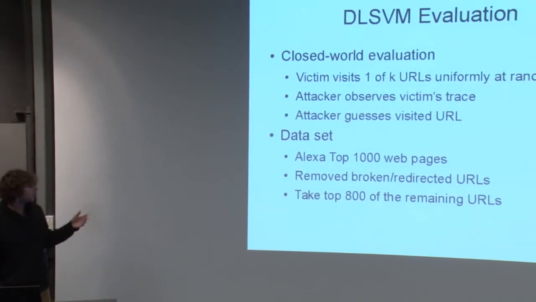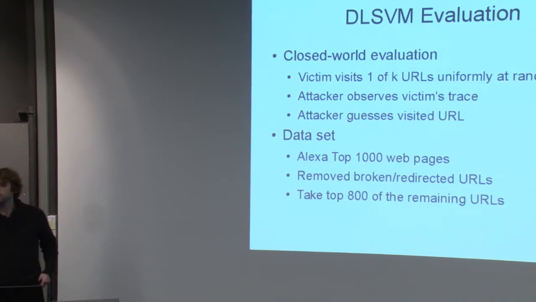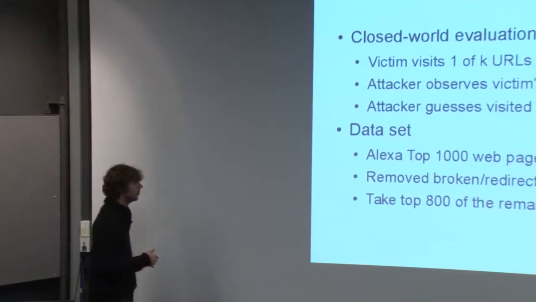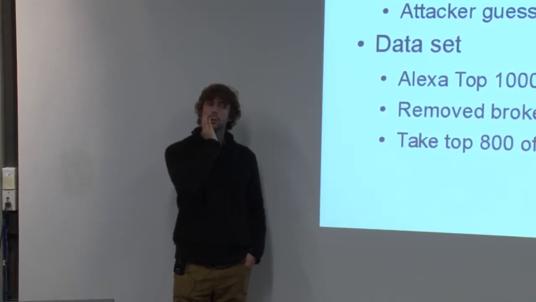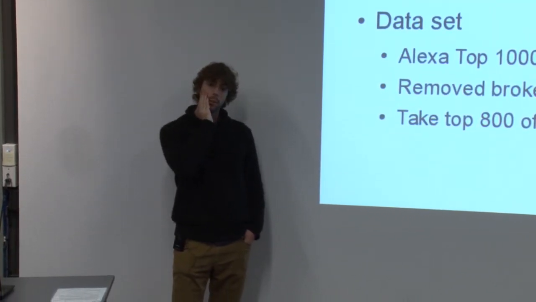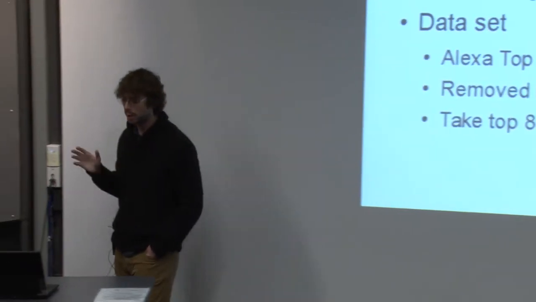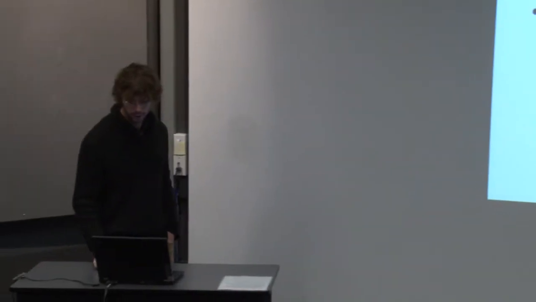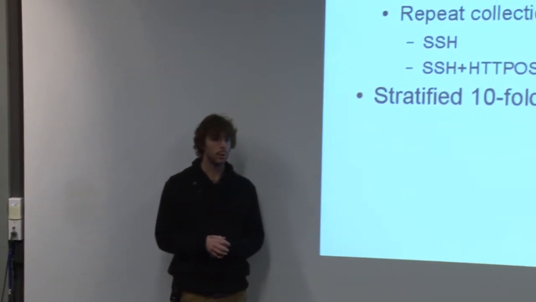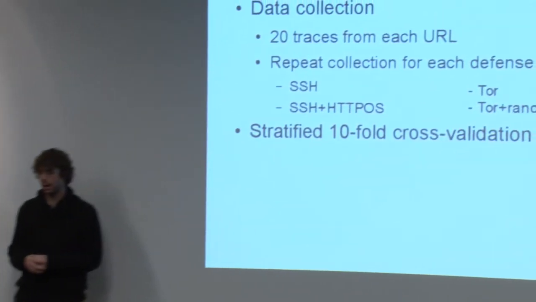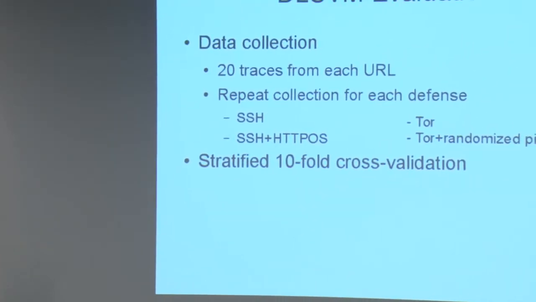Now, the data set we used was the 1,000 top pages as listed by Alexa at the time of this experiment, which is probably about 2 years ago now. So some of them are still popular, some of them maybe not so much. We had to remove a few broken links that we found, and we were left with a little over 800, which we just rounded off to 800 sites. We collected data by visiting each page 20 times. And we did this in a round-robin fashion.